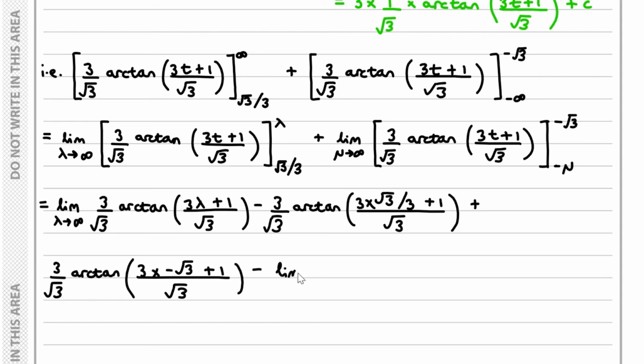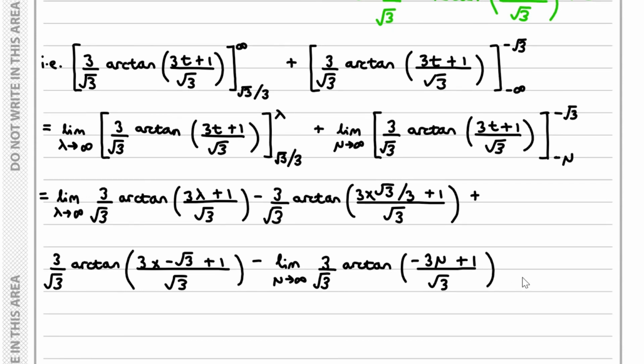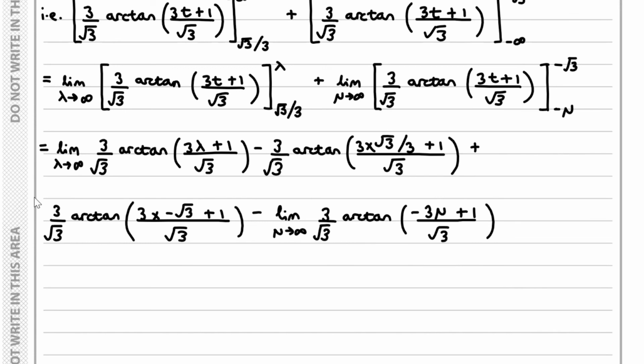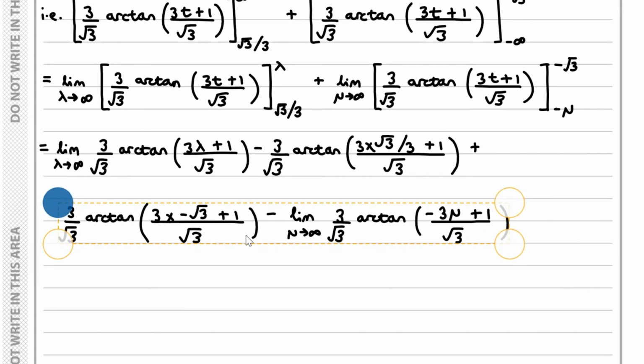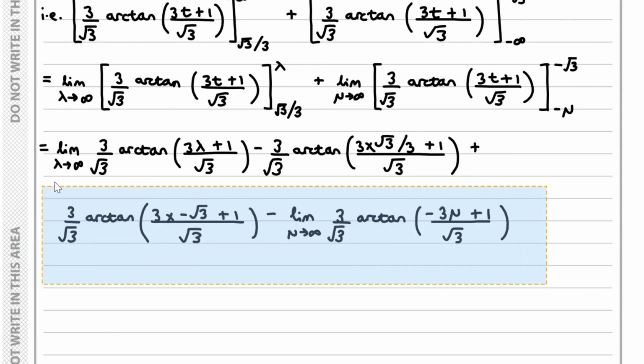minus the limit as mu tends towards infinity of, over here, 3 over root 3 times the arctangent of, well, here, if we substitute in minus mu, we'd have minus 3 mu plus 1 over root 3. So now we need to work all of this out. Okay? So there's a lot going on over here so far. So make sure you do follow what I've done.